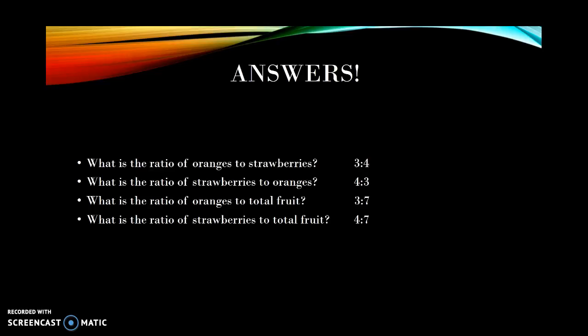For strawberries to oranges, we are going to just reverse the numbers, and it's going to be 4 to 3. For the ratio of oranges to total fruit, we know that 4 plus 3 is 7, so 7 is going to be our second number. And because we have 3 oranges, 3 is going to be the first number, so it's going to be 3 to 7. For the ratio of strawberries to total fruit, we know that, again, the total fruit is 7. And because there were 4 strawberries, it's going to be 4 to 7.